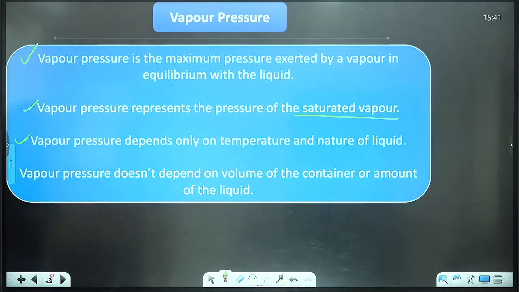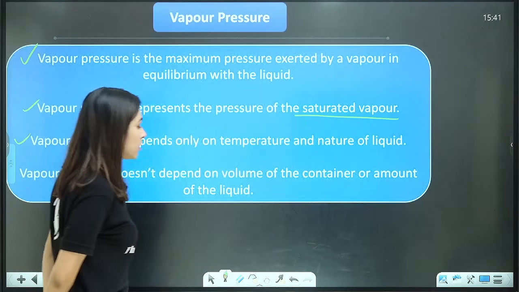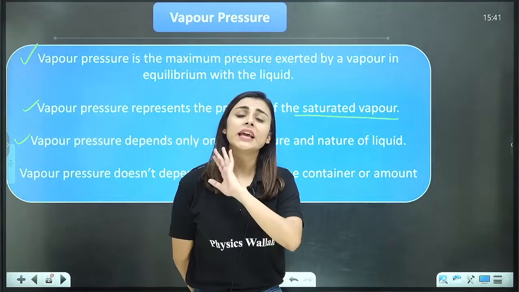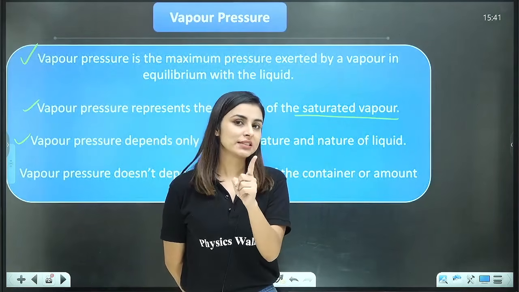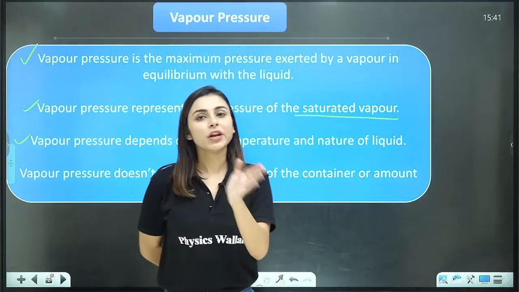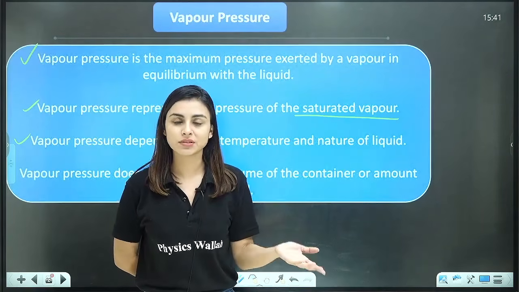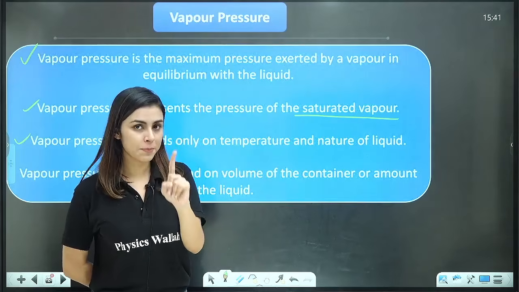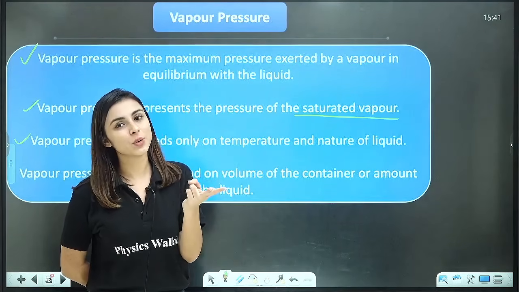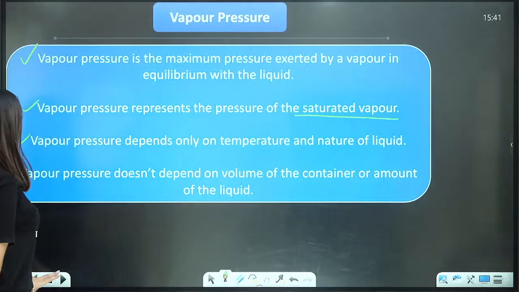Fourth, vapor pressure does not depend on the volume of the container or the amount of the liquid. It does not depend on anything other than just the temperature and the nature of the liquid. For different liquids, you will have different vapor pressures at different temperatures. So vapor pressure only depends on temperature and the nature of the liquid. Perfect. You got this point.